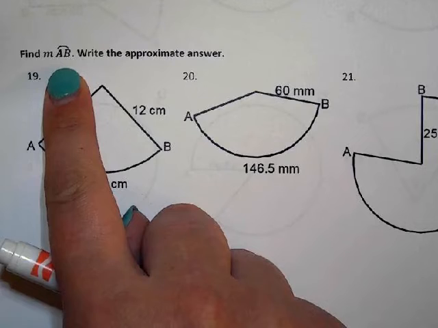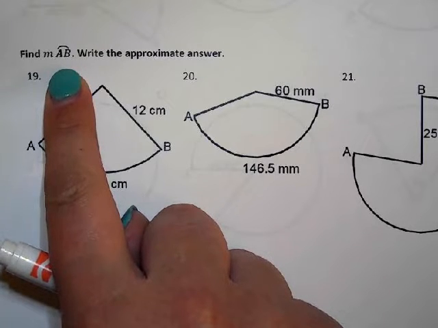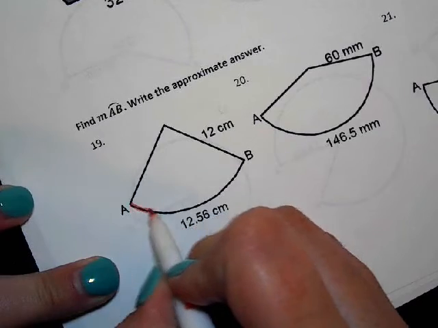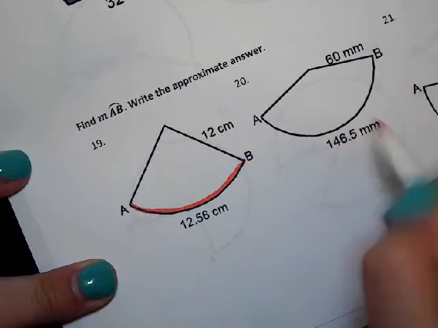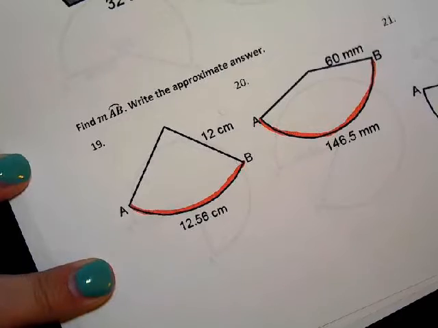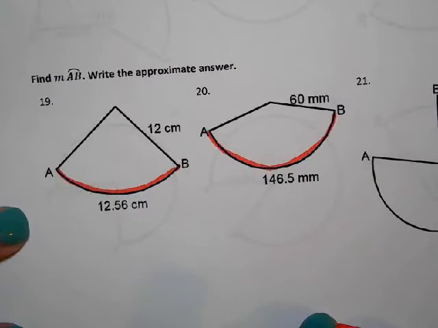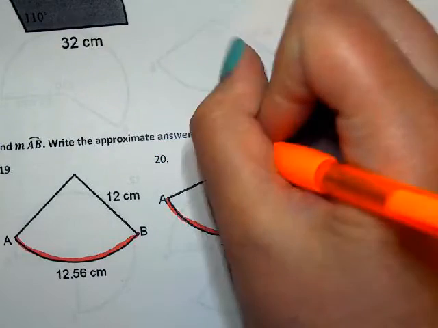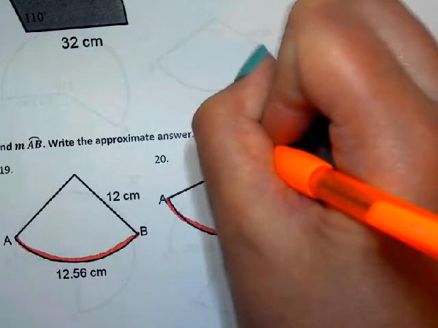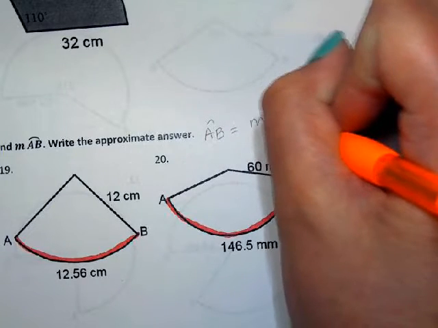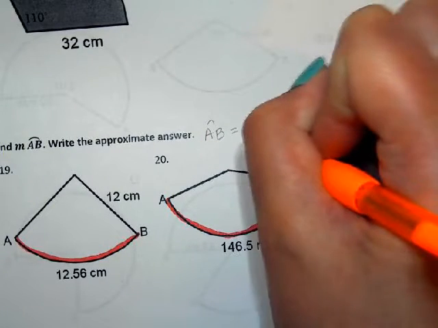So if you need to show this, you can just show, okay, this is the measurement they gave me, this is the measurement they gave me. So we're doing the backwards version of the problem, basically. So we're using the arc length formula. We're going to say the length of the arc is equal to the measurement of the arc divided by 360 times 2 pi r. That's the formula.